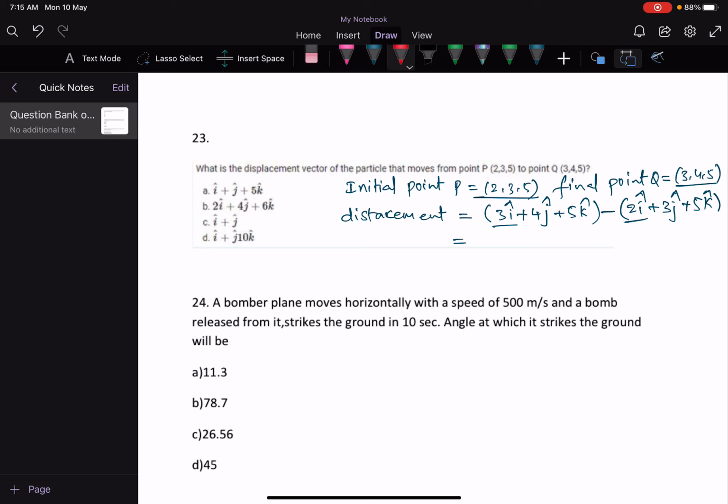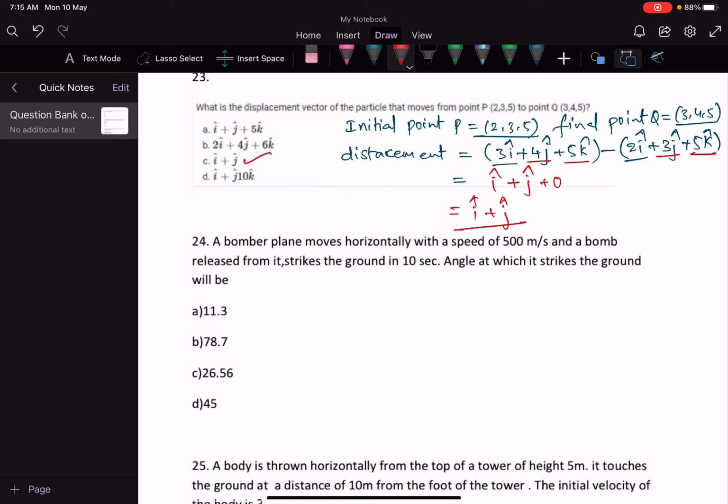3 minus 2 is nothing but i, and 4j minus 3j is nothing but j, and 5k minus 5k is nothing but 0. So the answer is i plus j. So C is the answer.